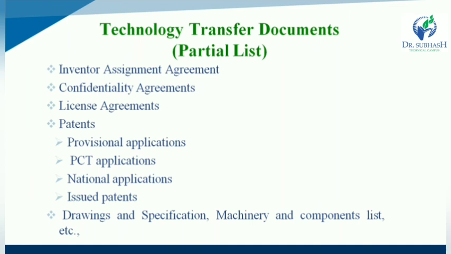What is PCT? PCT is the Patent Cooperation Treaty, which makes it possible to seek patent protection for an invention simultaneously in each of a large number of countries by filing an international patent application.